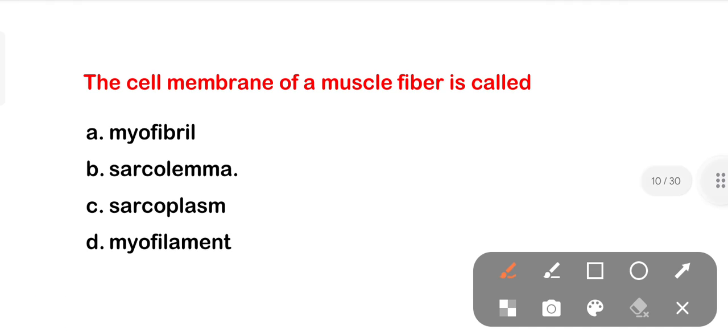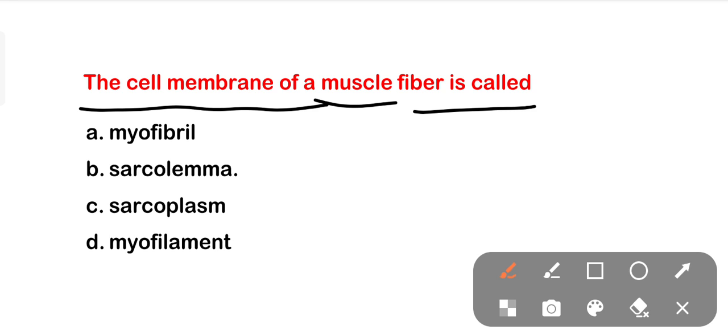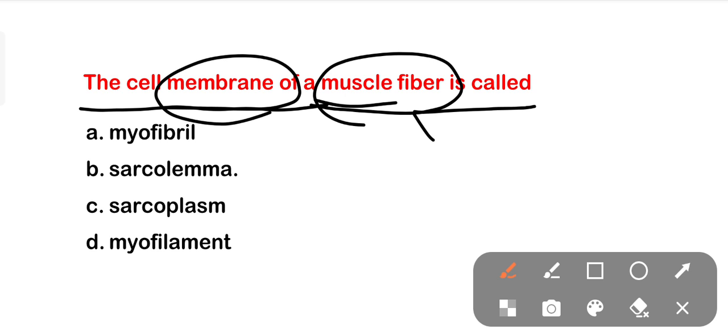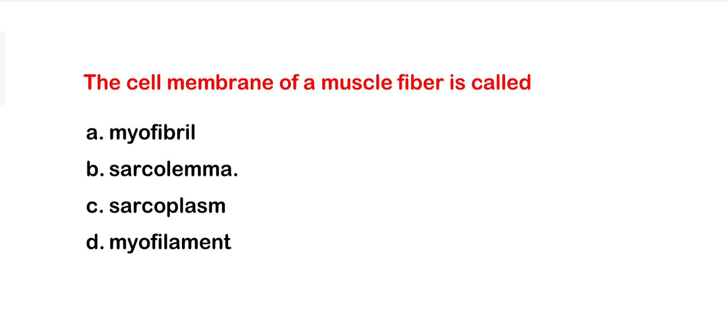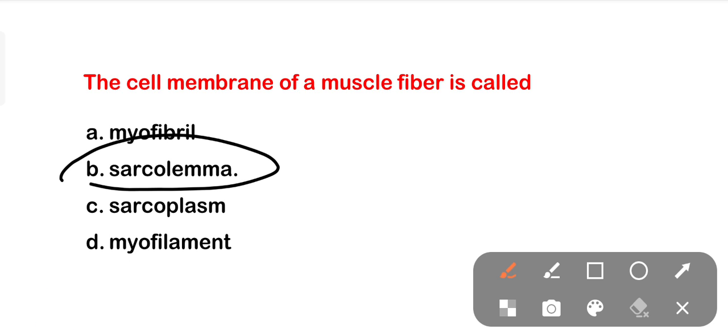The next one is the cell membrane of a muscle fiber is called. The muscle fiber is nothing but a muscle cell. So which membrane covers it? What is the name of that membrane? Options are myofibril, option B sarcolemma, option C sarcoplasm, option D myofilament. The right answer is sarcolemma. Sarcolemma is a membrane which covers the muscle cell or muscle fiber.